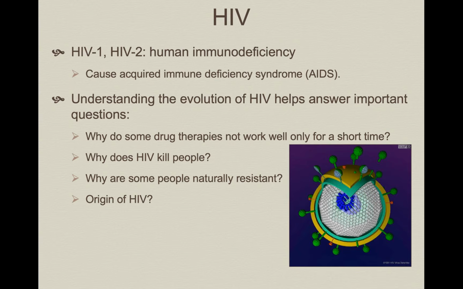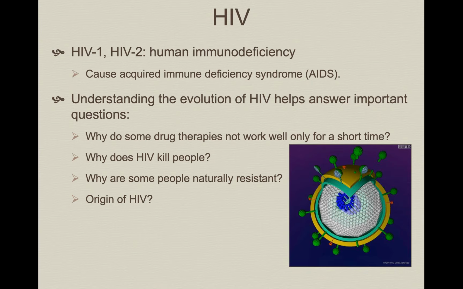The first question we'll address is, why do some drug therapies work well initially, but then they stop working? And how have we used this information to improve drug therapies to improve the long-term prognosis for individuals affected by this virus? We'll also look at the question of, why does HIV kill people? How is that in the best interest of the virus's evolution?